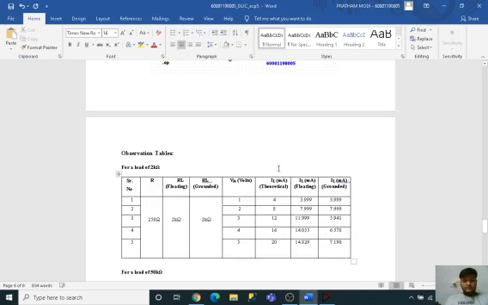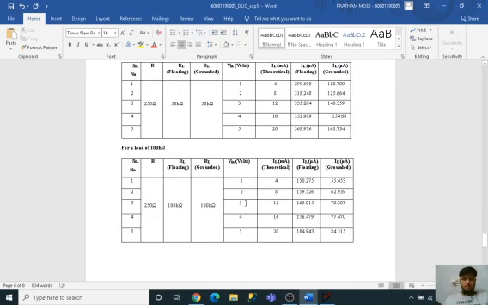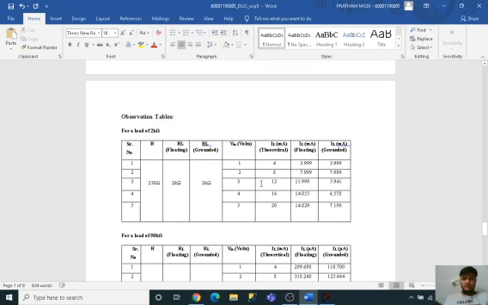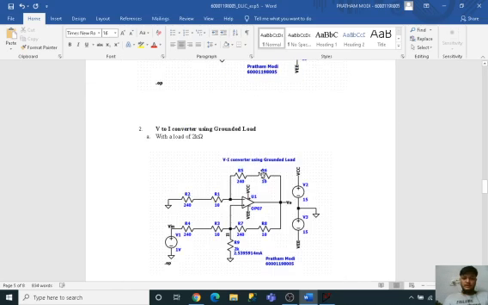So now let us go through the observation table. The floating load RL is connected across 2K, grounded is 2K, as we saw earlier. This is theoretically how we calculate our load, or sorry, the current, and this is what we get by simulating. So this is all about V2I converter using floating load and a grounded load.